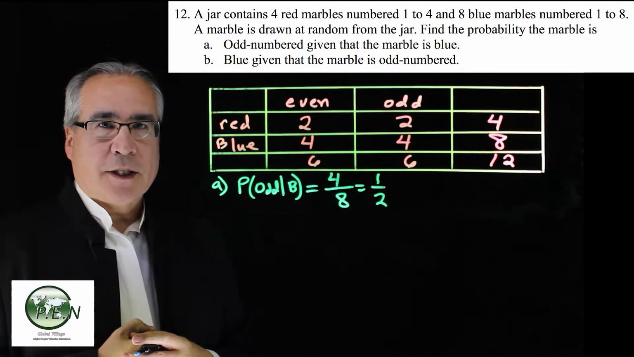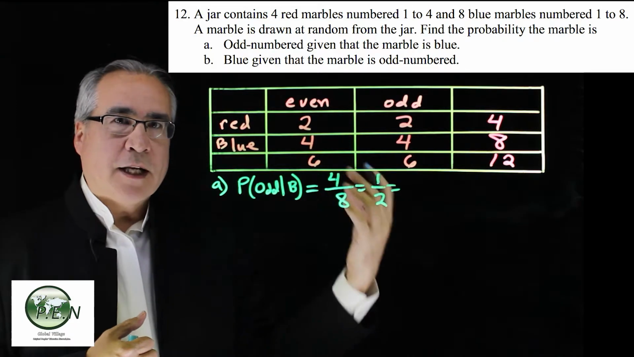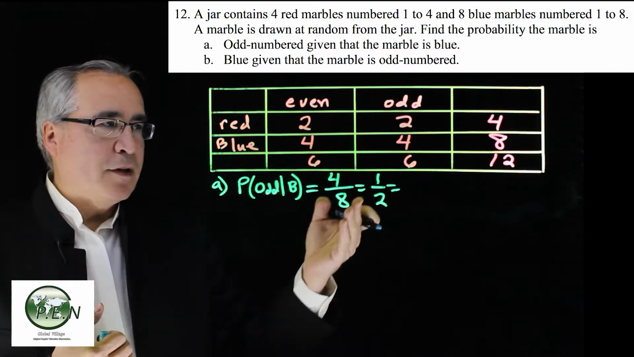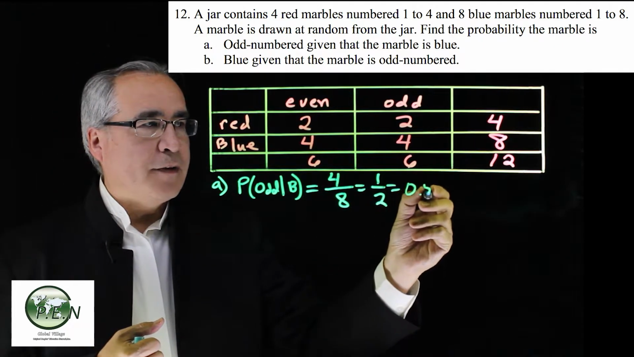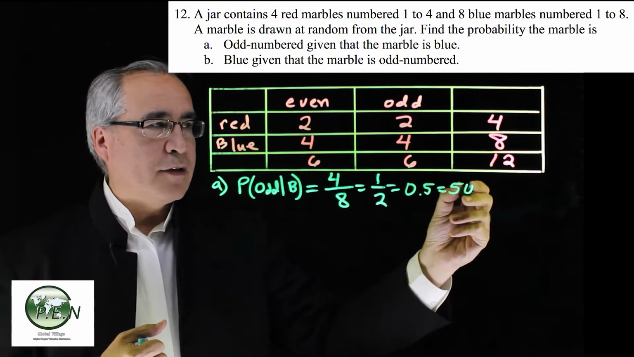1/2 is our probability. Again, I always like you to write them as a decimal and a percentage so you can see the 3 ways that that number appears, even though the answer in the back of the book says 1/2. 0.5, and then turning that to a percentage, that's going to give us our 50%.